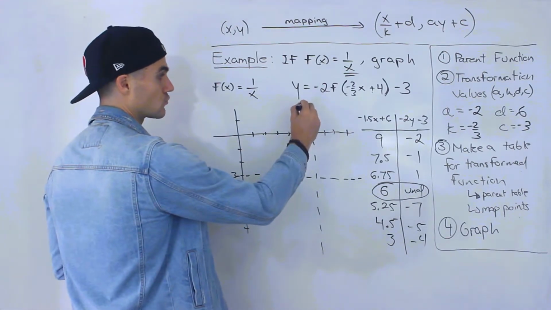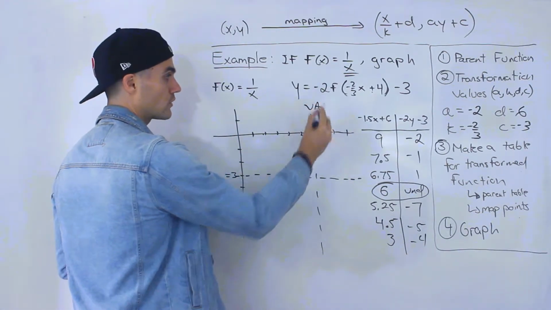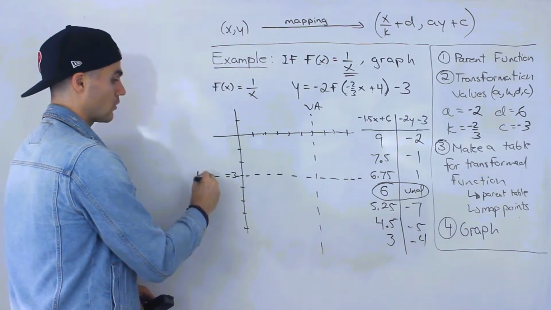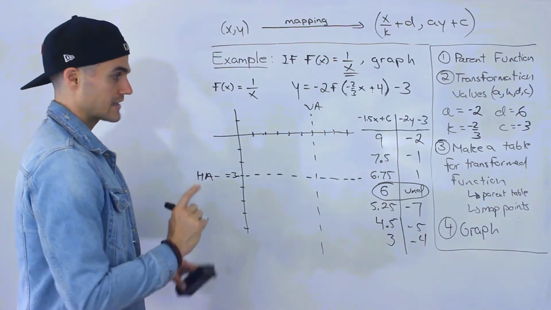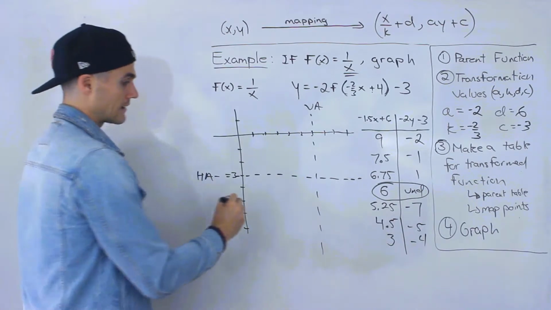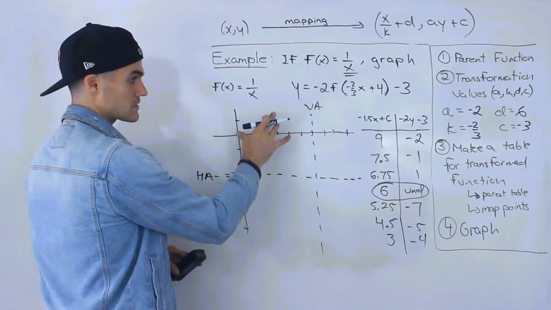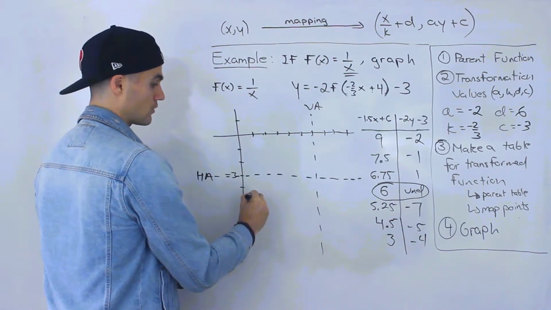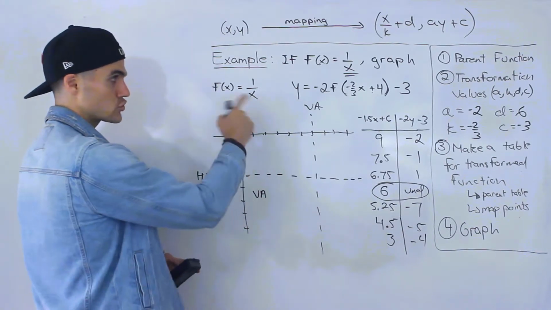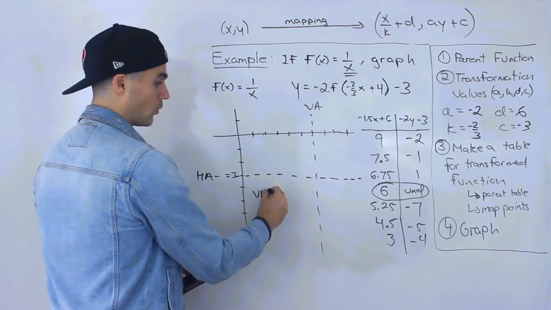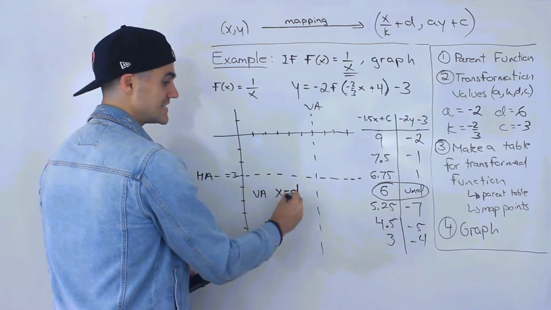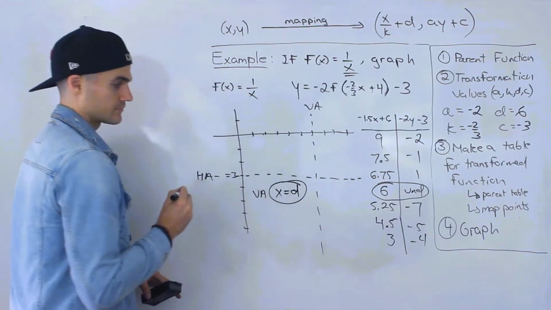I always like to draw a dotted line for the vertical asymptote and the horizontal asymptote. And so specifically, remember that if we take 1 over x, you may want to write this down. This is important. The vertical asymptote, if we transform this, it's always going to be x equals the d value.